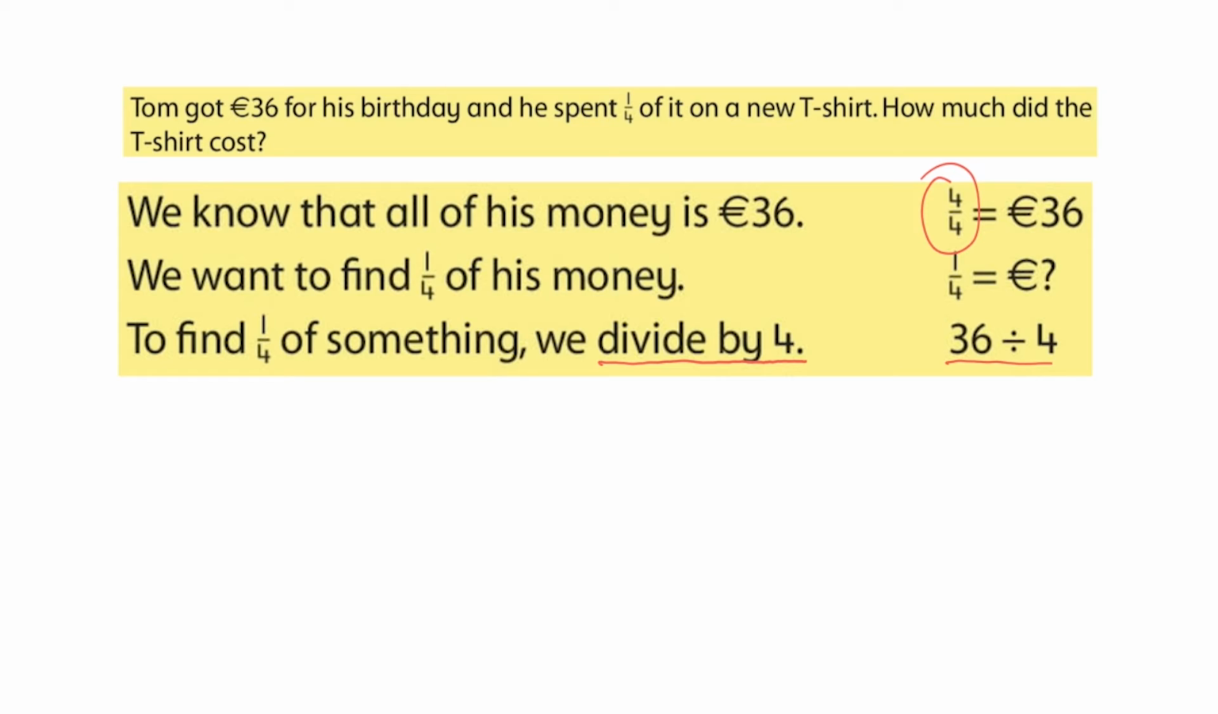Okay, so for the majority of questions here, the first thing you'll want to do is divide by the denominator, the number on the bottom. So we divide by the denominator. That'll tell us what 1/4 is. Now it might be fifths, it might be eighths, it might be tenths. You still divide by the denominator to find out what one of them is. Okay, and we'll look at that in the next question.